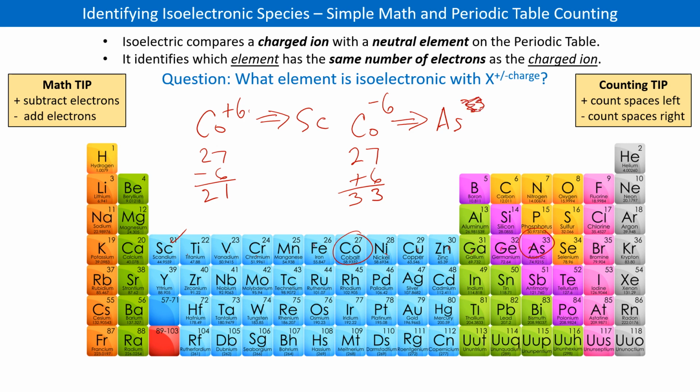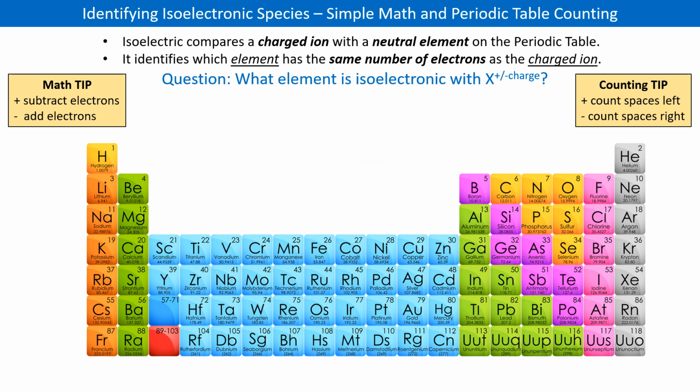So here we have cobalt, which is 27, and it goes to arsenic with atomic number 33. Now its electronic nature is more like the metalloid series here than it is like a transition element. Okay, a few more here.